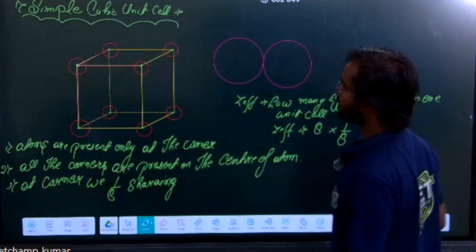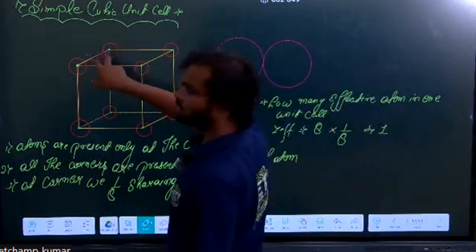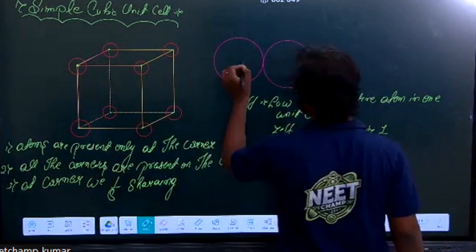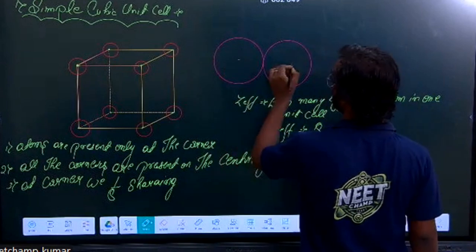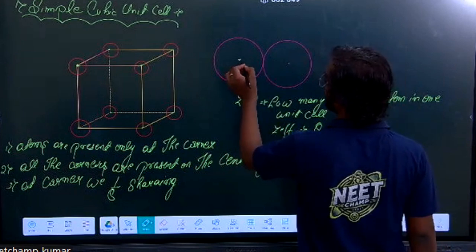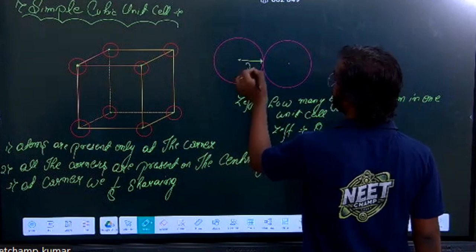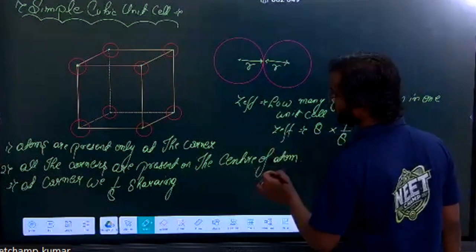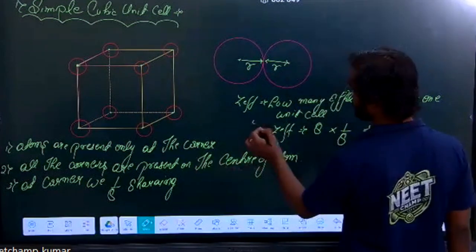Second thing, as we can see, these two are touching each other, right? Suppose this is my center, and this is the center of this, and this is the radius of this atom, this is the radius of this atom. So next important thing is third, this is fourth point.